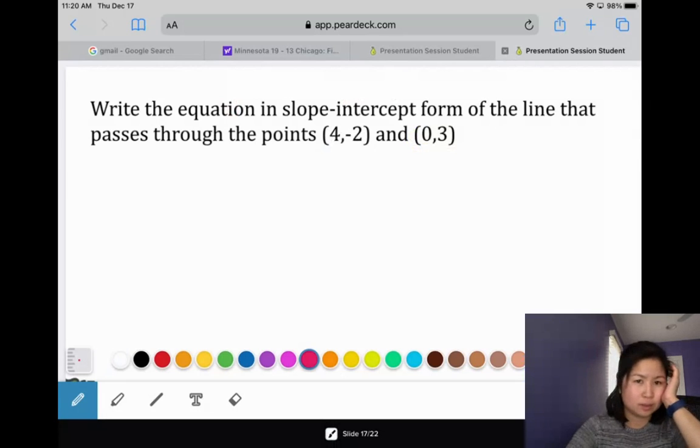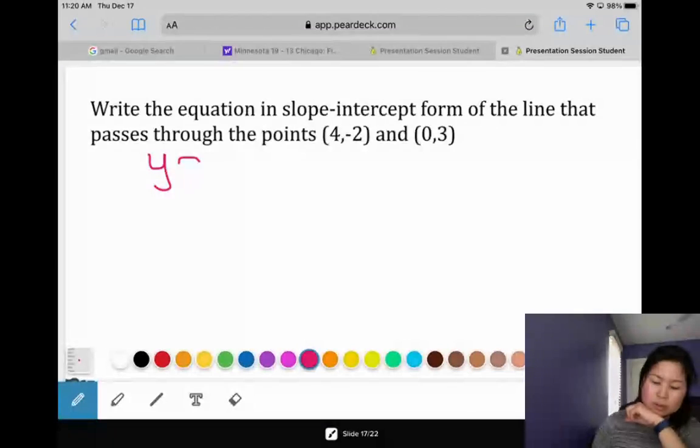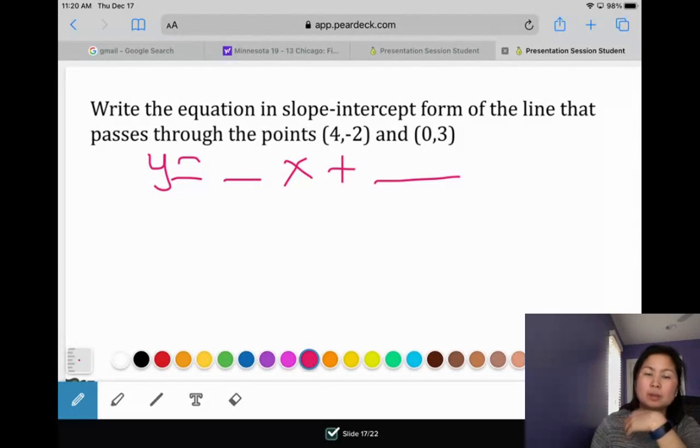So if I have this question: write the equation in slope intercept form of the line that passes through the points (4, -2) and (0, 3). Again, this is the general equation that we want. We need the slope and we need the y-intercept. Do we know the y-intercept for this question? If so, which one?